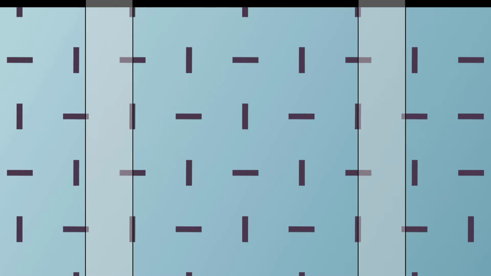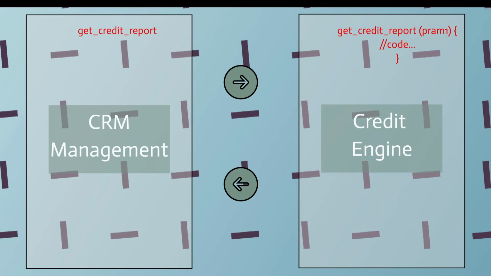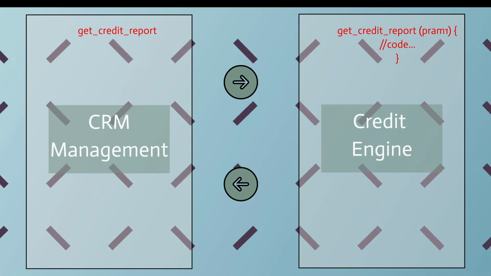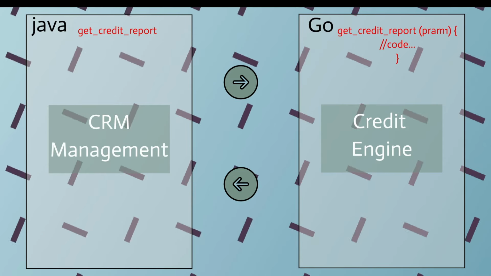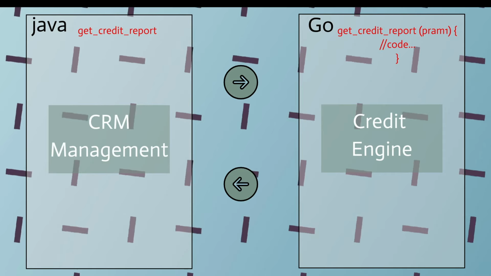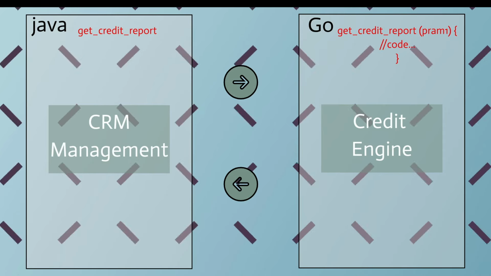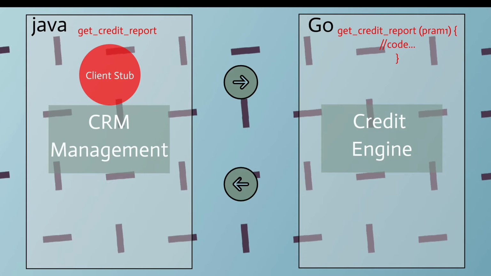Stubs and interface definition. If CRM wants to call the getCreditReport function from credit engine, how should that work? Consider CRM is written in Java and credit engine is written in Golang. Essentially, the conversion of request and response, which is understood by both CRM and credit engine RPC runtime respectively, is done by Stubs. At both ends they have RPC runtime.